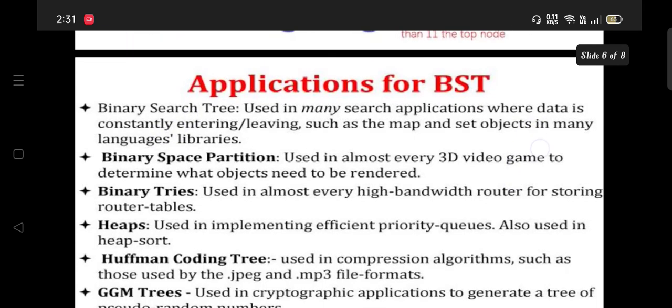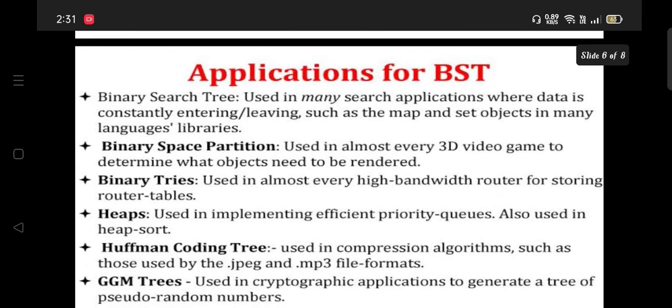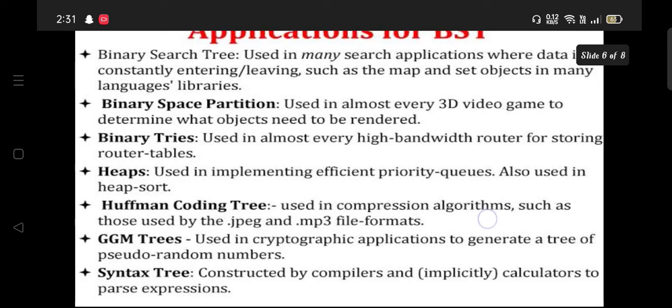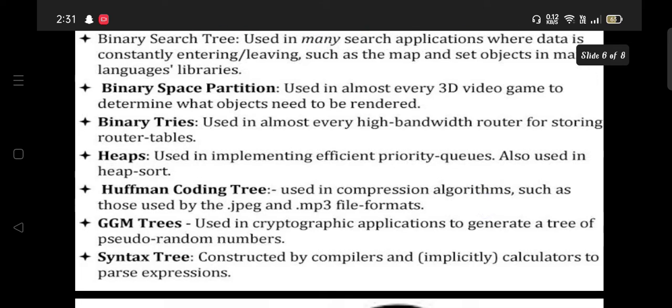Applications of binary search trees. Binary search trees are used in many search applications where data is constantly entering. Binary space partition is used in almost every 3D video game to determine what objects need to be rendered. Binary trees are used in almost every high bandwidth router for storing router tables. Heaps are used in implementing efficient priority queues, and also used in heap sort.